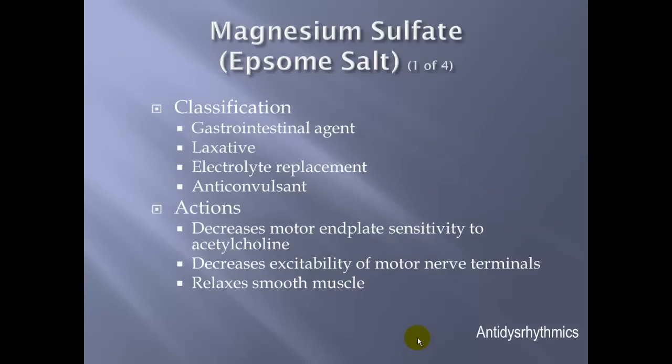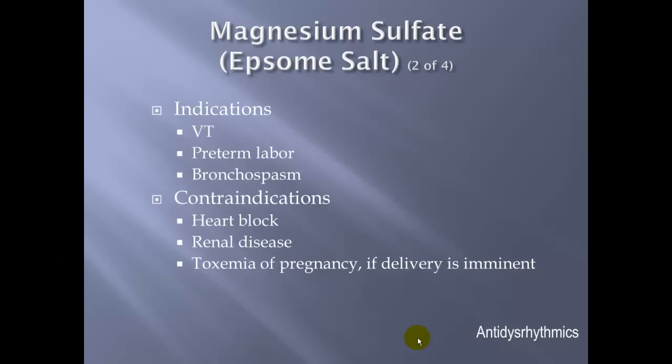Magnesium sulfate or Epsom salt. Classification: gastrointestinal agent, it's a laxative, electrolyte replacement, and anticonvulsant. Action: decreases motor end plate sensitivity to acetylcholine, decreases excitability of motor neuron terminals, relaxes smooth muscle, and this is because it kind of displaces calcium at those junctions, at that motor end plate. Indications: we're going to use it for VTAC, and more specifically, a specific type of VTAC, polymorphic VTAC or torsades.